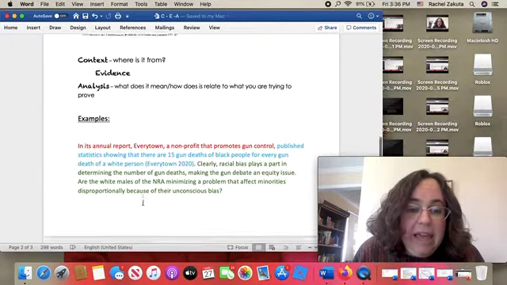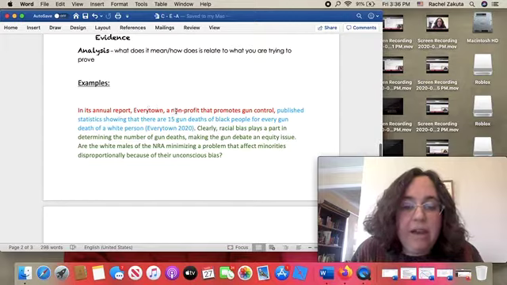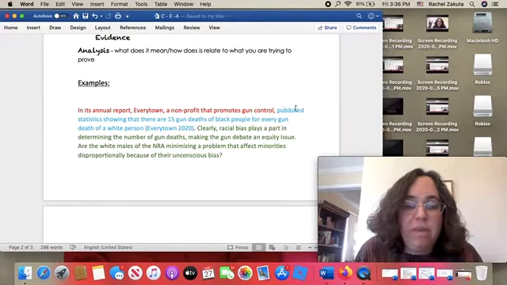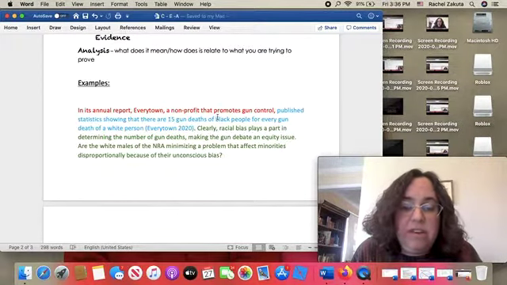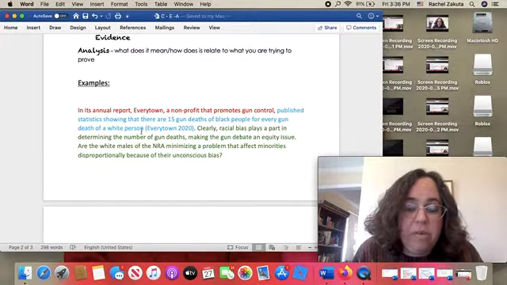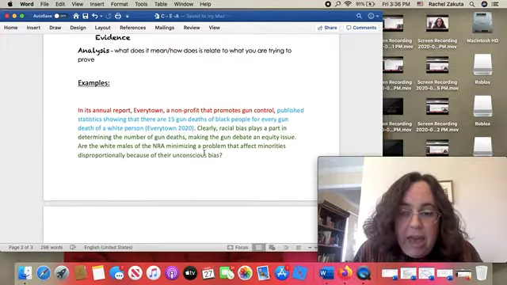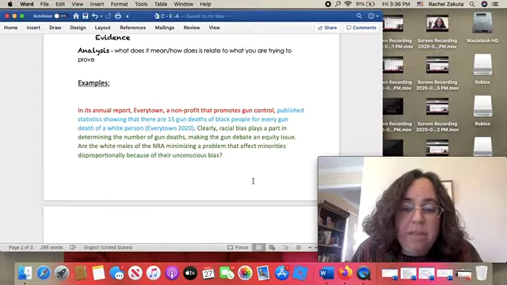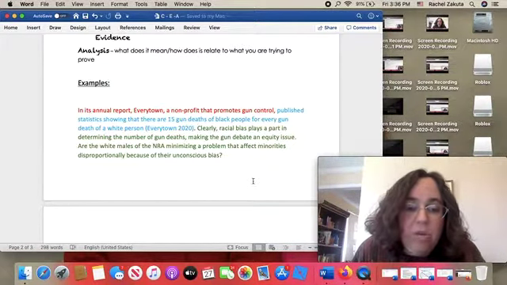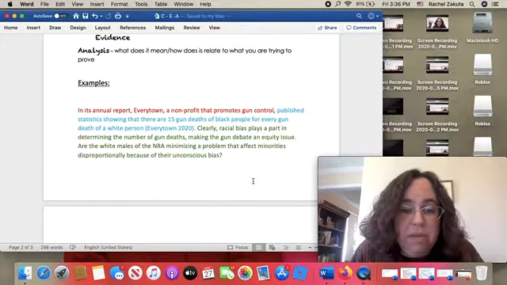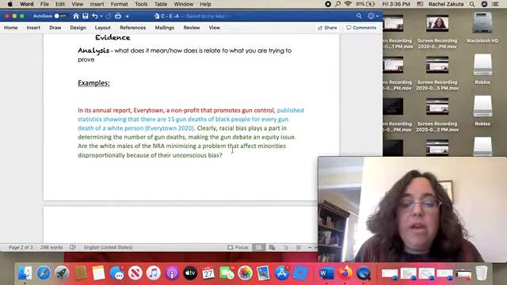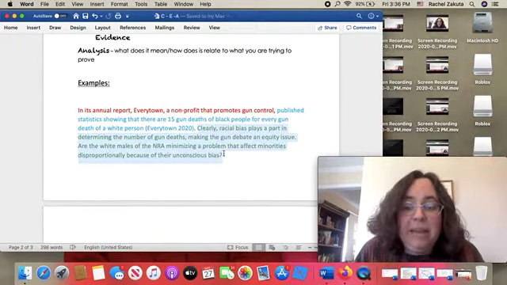In its annual report, Every Town, a nonprofit that promotes gun control. That's the context. I just told you where the information is from. Published statistics showing that there are 15 gun deaths of black people for every gun death of a white person. That's the fact that's on the website. Now here's my analysis. Clearly, racial bias plays a part in determining the number of gun deaths, making the gun debate an equity issue. Are the white males of the NRA minimizing a problem that affects minorities disproportionately because of their unconscious bias? You'll note that my analysis is the biggest part.